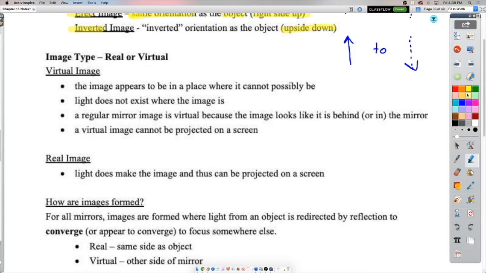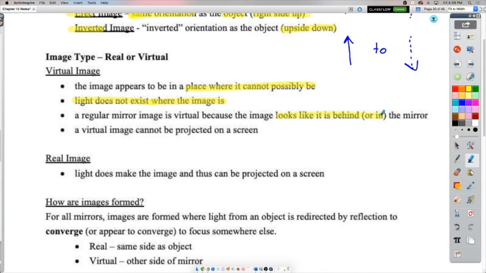It looks like it is there. So a virtual image is when the image appears to be in a place where it cannot possibly be. That usually just means behind the mirror, okay? There is actually no light where the image is. When you are brushing your teeth in the morning, there's no person behind some glass who is having light bounced off of them and bounced to your eyes. There's some trickery here. A virtual image is being created. Regular mirrors, like the ones you brush your teeth in every morning, produce virtual images because they look like they are behind or inside the mirror.